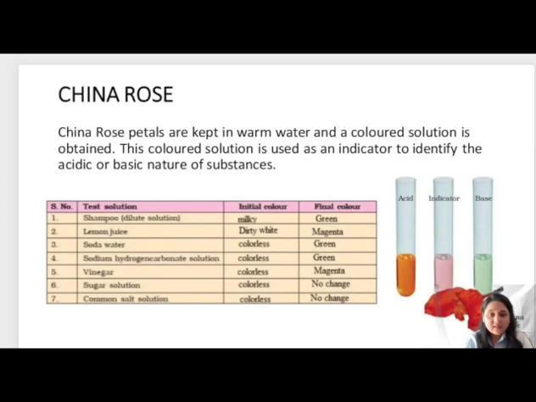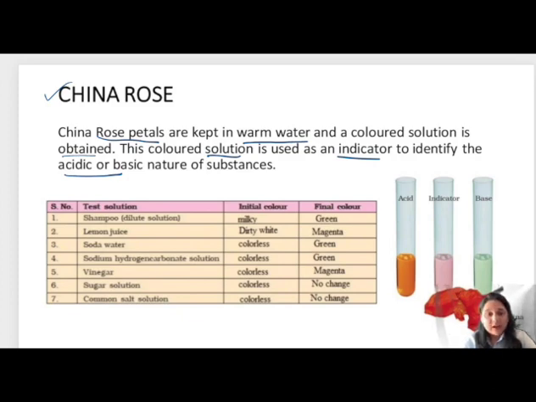Let's talk about the next thing, our China rose. As you already know, all the indicators that we are talking about right now come from natural things, same as China rose. First, we have to find out how we can use China rose petals as an indicator. You take China rose petals and keep them in warm water, and a color solution will be obtained. We will use this solution as an indicator to identify whether the substance is acidic or basic in nature.